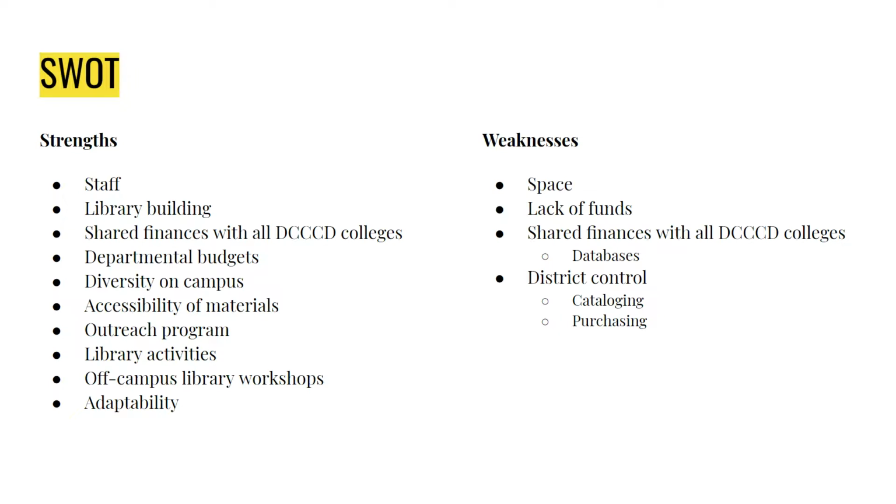Cataloging is completed at the district office, meaning if there are any mistakes in the catalogs, it takes a long time to correct, and the district office is handling the cataloging for 7 libraries. Purchasing by individual libraries is processed at the district office, meaning it can take weeks to receive a shipment that would have taken half the time if the libraries cataloged and processed their own shipments.